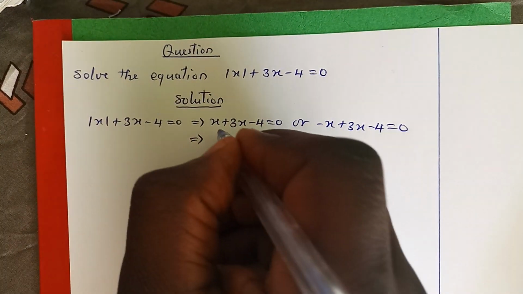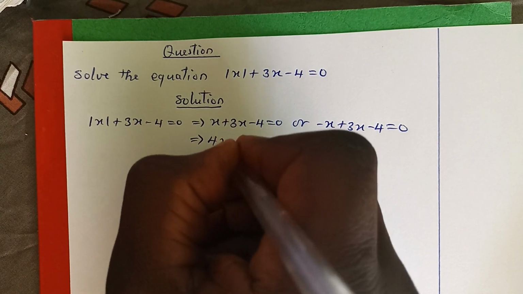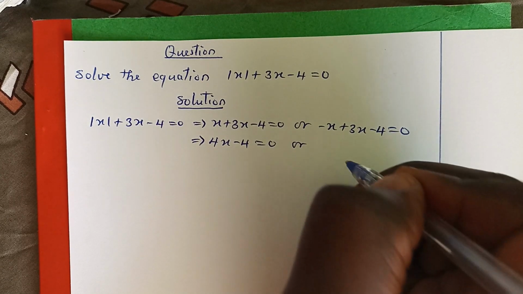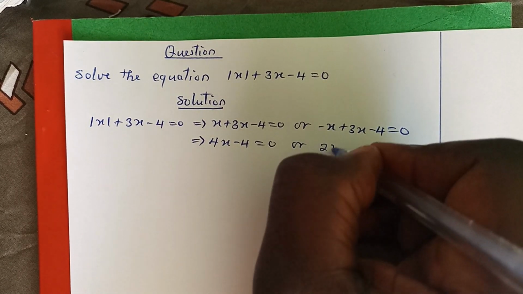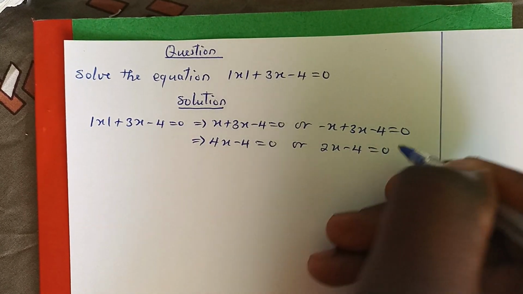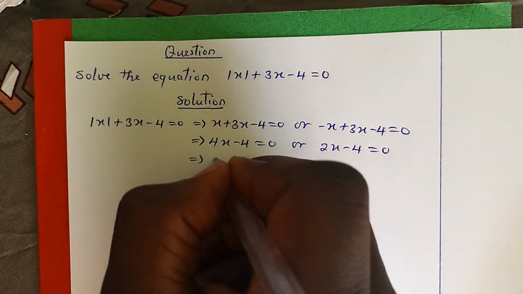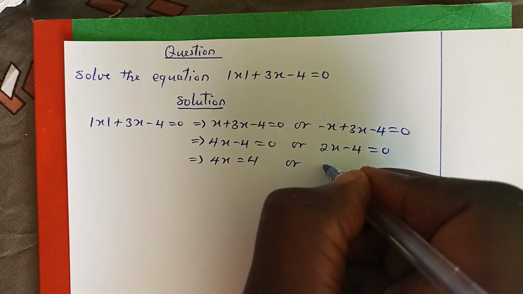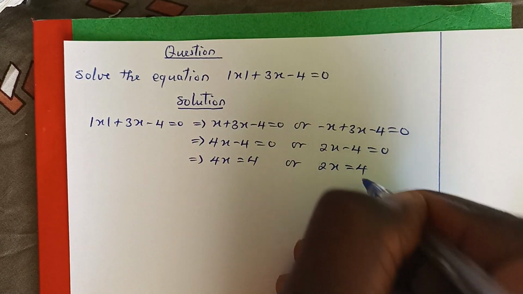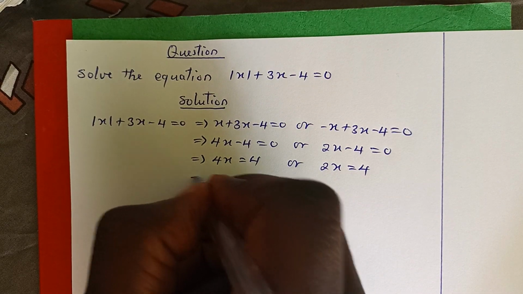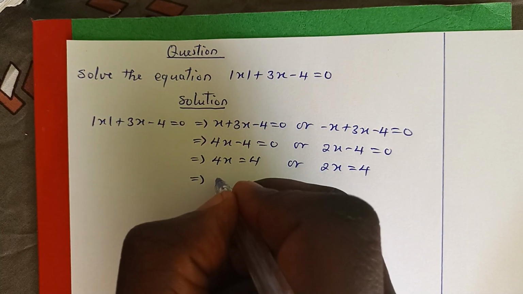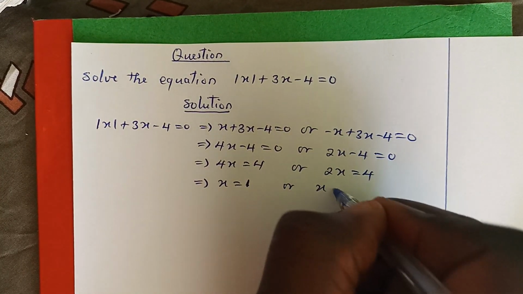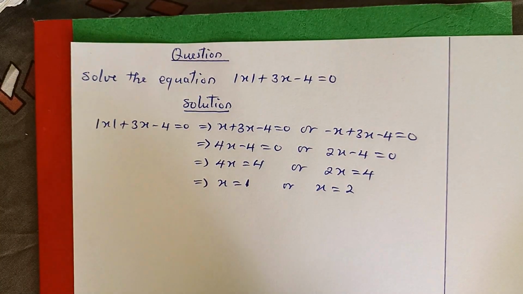And this implies that x plus 3x is 4x, so we have 4x minus 4 is 0, or negative x plus 3x is 2x, so we have 2x minus 4 is 0. So 4x is 4 if you add 4 on both sides, or 2x is 4 if you add 4 on both sides too. If you divide both sides by 4, we're going to have x equal to 1, or x equal to 2 if you divide here by 2.